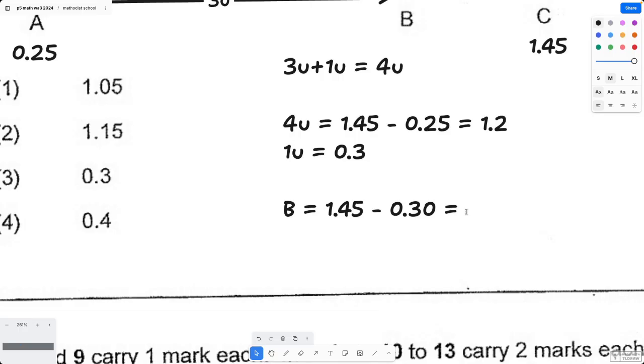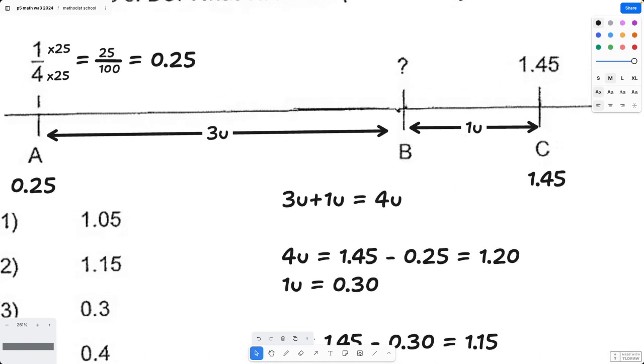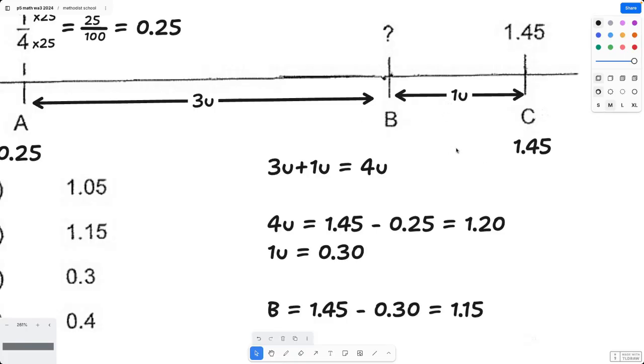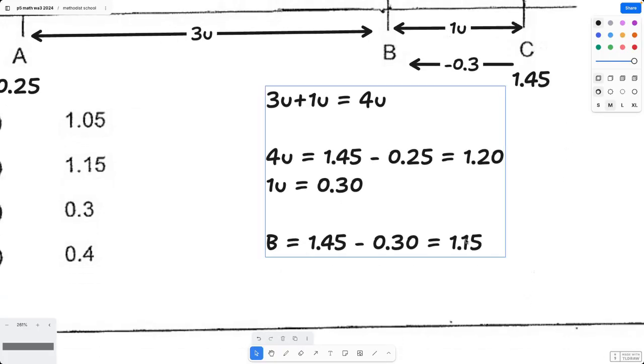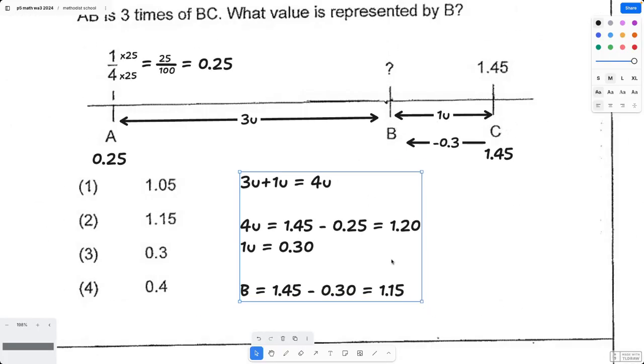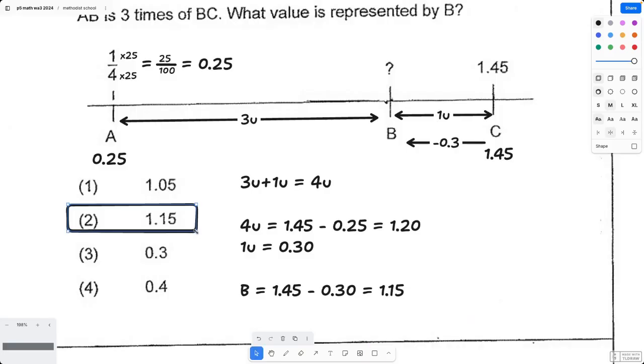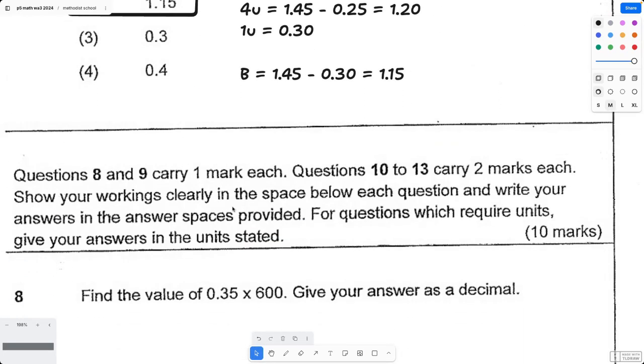And from here, we can say it is 1.15. I'm just going to put 0 here so it's easier to follow. So when we move back 1, let me put the arrow down here on the other side. If we go this way, we minus 0.3. And there you go. So the answer to B is 1.15. So the answer to this is option number 2. All right, let's move on to the next question.